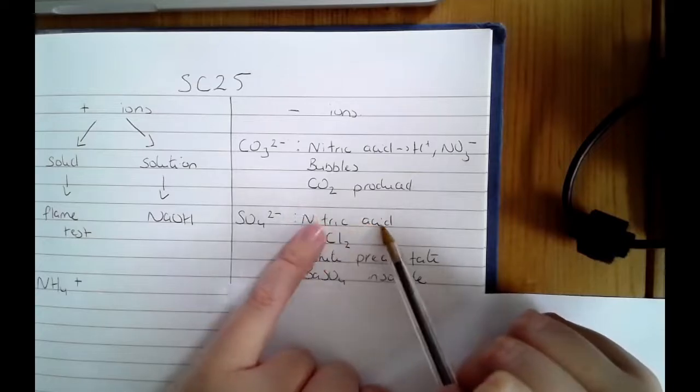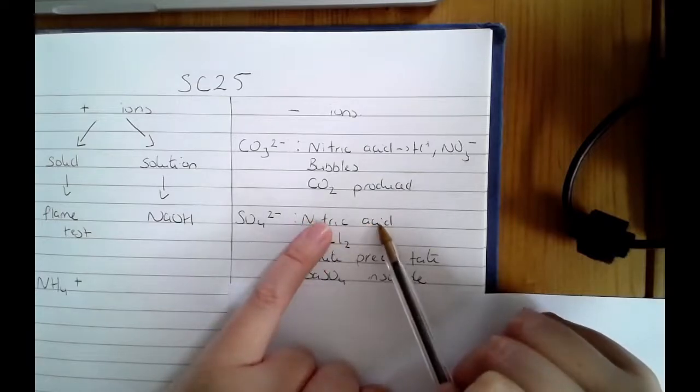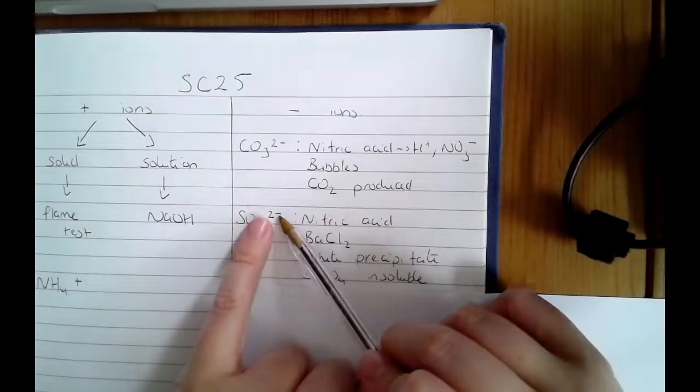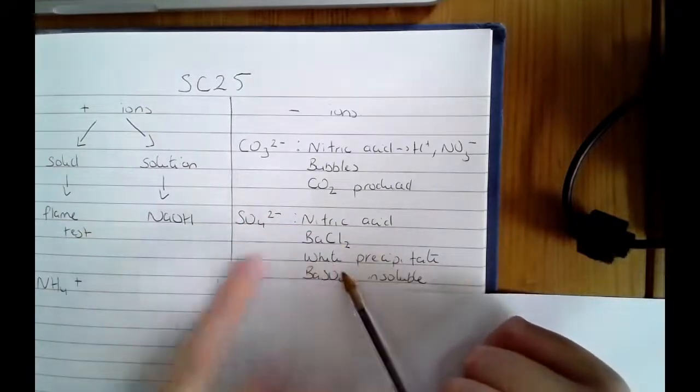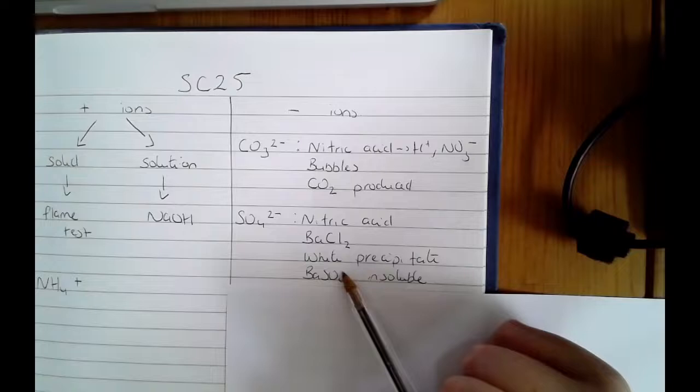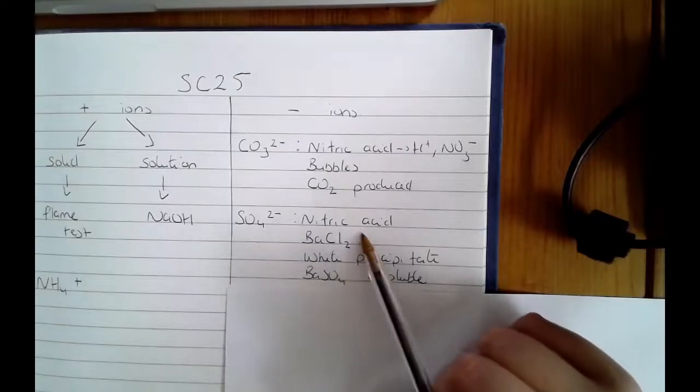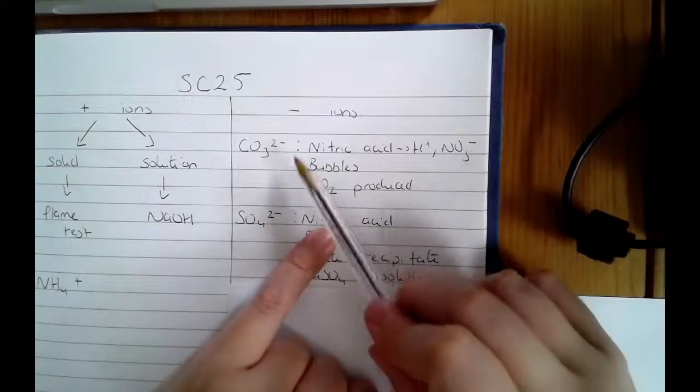I'm not going to use sulfuric acid, okay? Because if I add sulfuric acid, I'm adding sulfate ions. And then if I do the rest of the test, of course I'm going to get a positive result. I've just added sulfate ions. That's why I'm going to use nitric acid. So I add my nitric acid. If I don't see any bubbles, I can rule out carbonate.